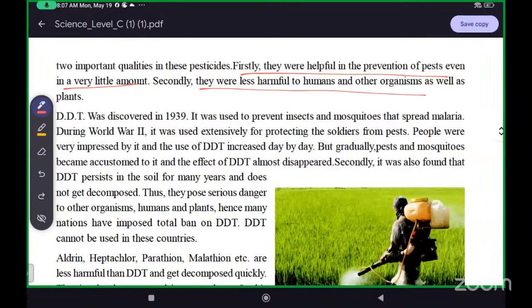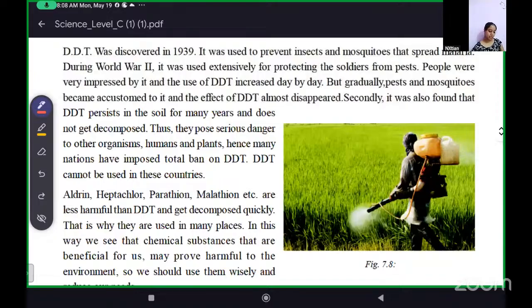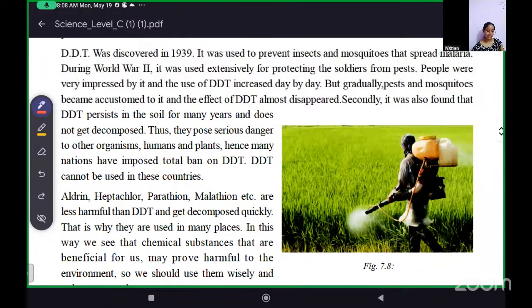Then after arsenic, people started using DDT. DDT was started in 1939 to prevent insects and mosquitoes that spread malaria. During World War II, it was used extensively for protecting the soldiers from pests. People were very impressed by it, and the use of DDT increased day by day. But gradually, pests and mosquitoes became accustomed to it.